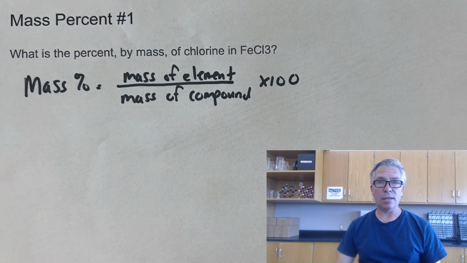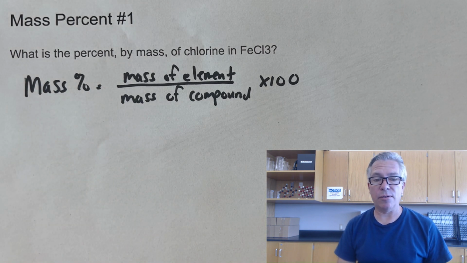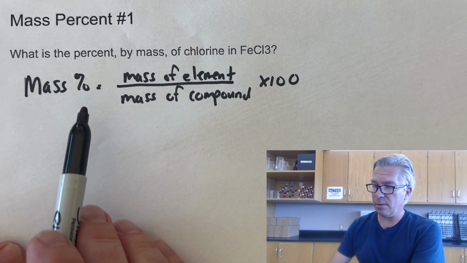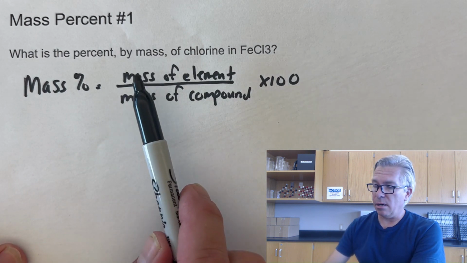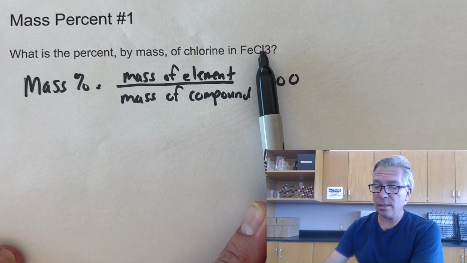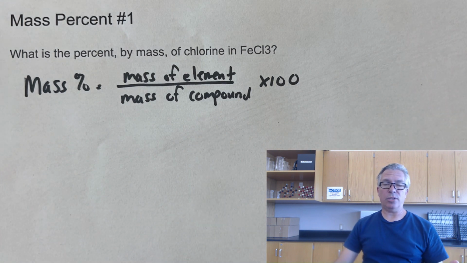Maybe we want to know how much of the mass comes from chlorine and also then how much of the mass comes from iron. I've included the formula for finding mass percent. It's simply dividing a couple of numbers. You want to take the mass of the element you're interested in, in this case the chlorine, over the total mass of the compound, and we'll multiply that by 100 to get a percent.